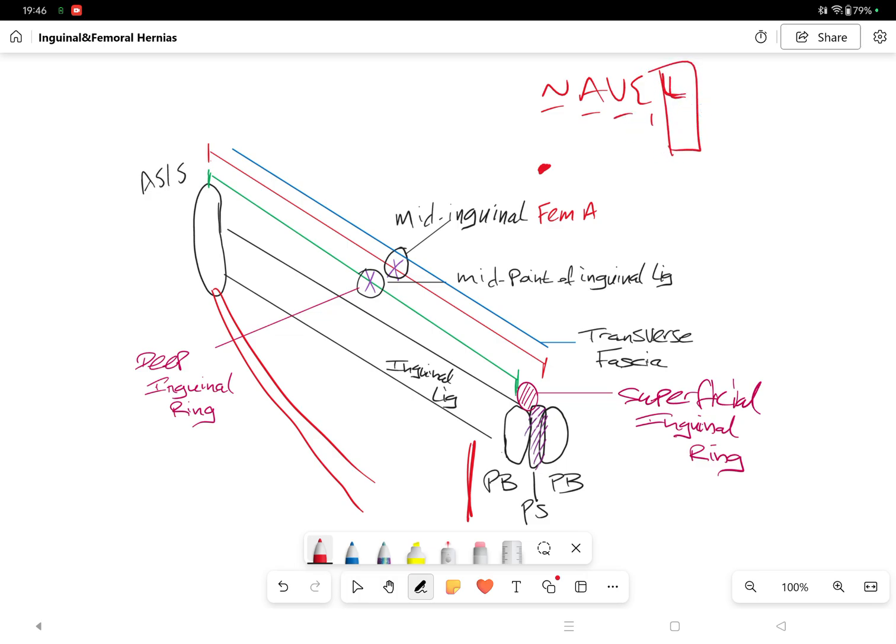Now remember, there are two lymphatic chains. You have the vertical lymphatic chain and you have the horizontal lymphatic chain. This whole thing is actually encapsulated in the femoral sheath. The lymphatic chain is found in the femoral canal.